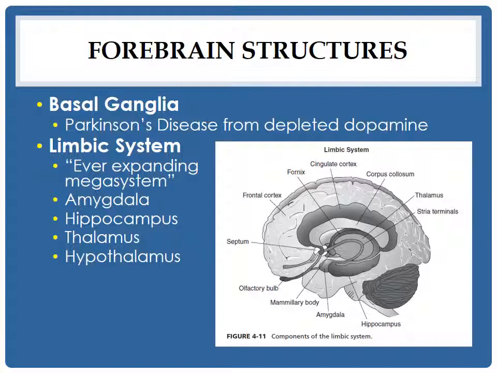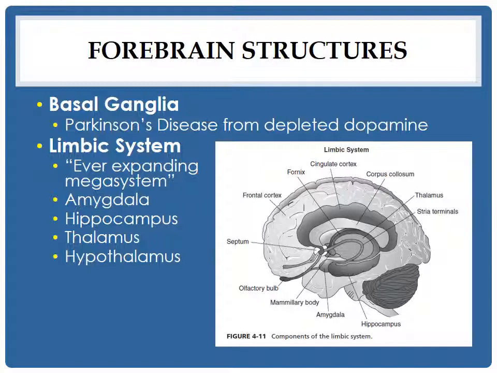The thalamus is a relay center. It relays sensory information to the cerebral cortex, and it also relays between the cerebellum and the cerebral cortex. Again, the cerebellum controls movement.